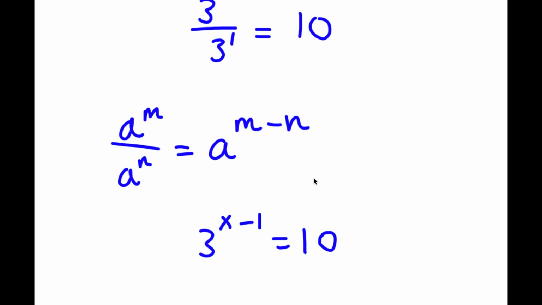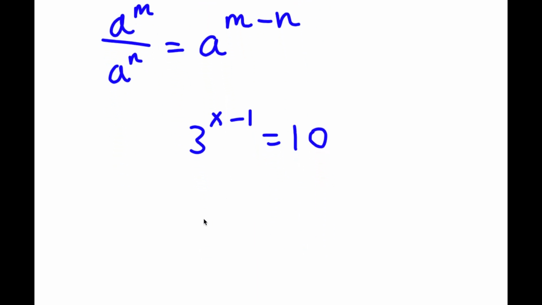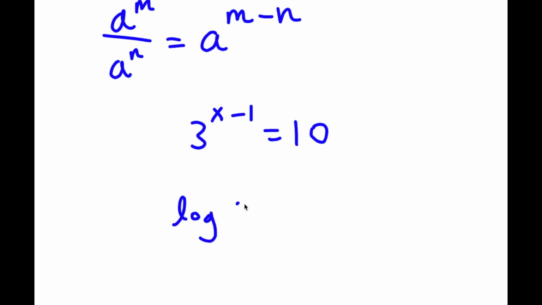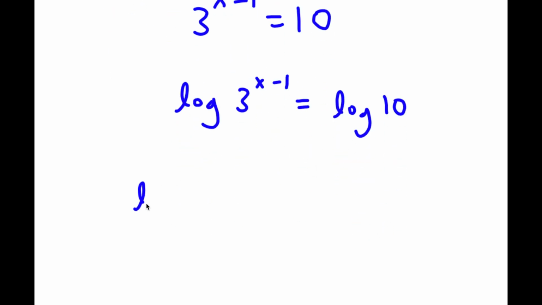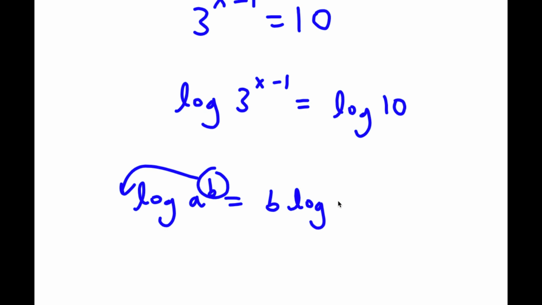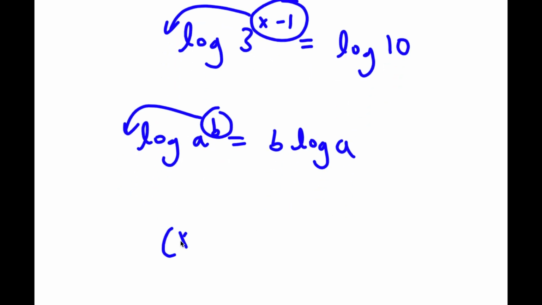So now to solve this, what I'm going to do is I'm going to take the log on both sides. So now I have log 3 to the power of x minus 1 is equal to log 10. And if I have something in the form log a to the power of b, I can simply move this exponent b to the front, so this is going to equal b times log a. So I can move x minus 1 to the front, so that's going to equal x minus 1 times log 3, which is equal to log 10.